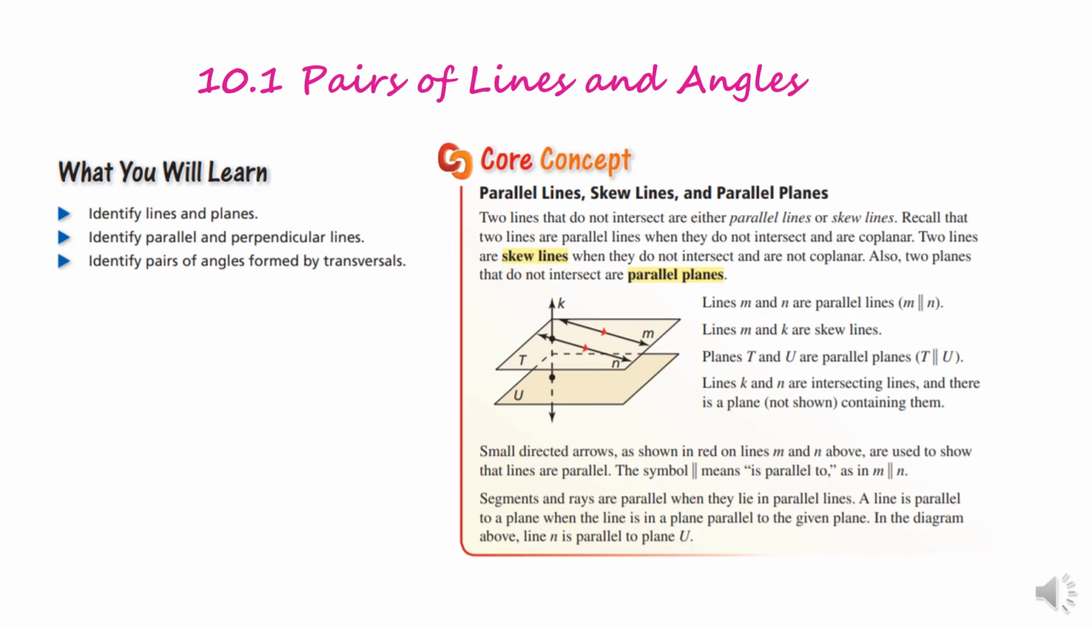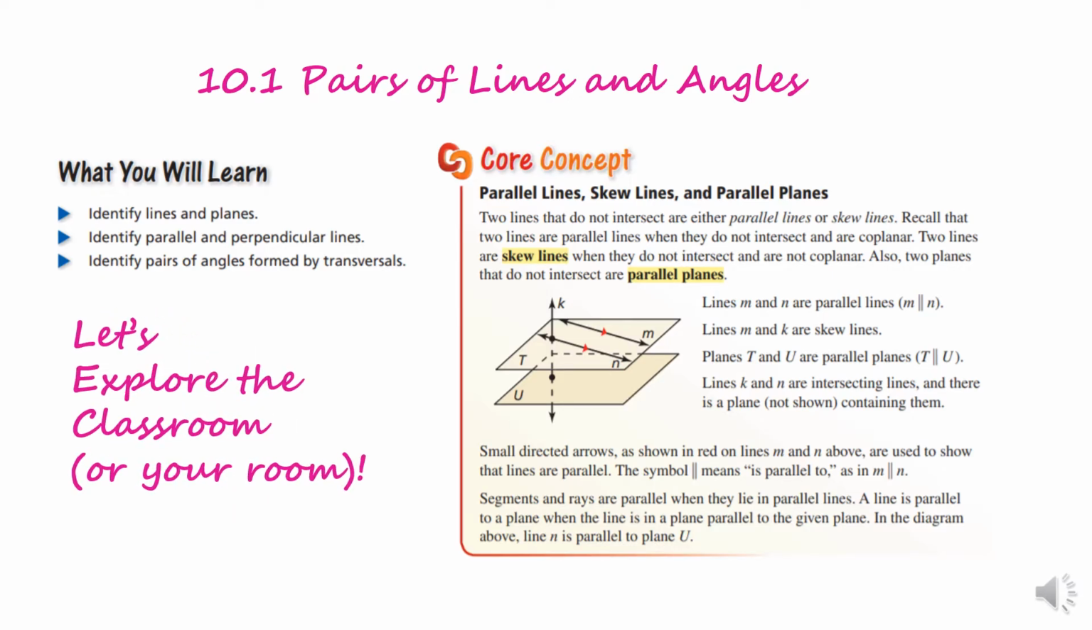Hooray, we're starting chapter 10. We're going to talk about pairs of lines and angles. We want to know that two lines that do not intersect are either parallel or skew lines. If you think of the room you're in, we're going to explore a classroom, or if we're still at home, then your room.